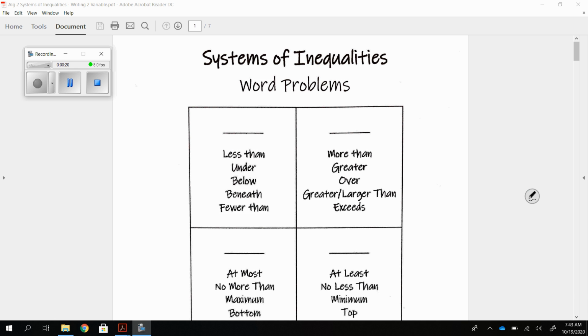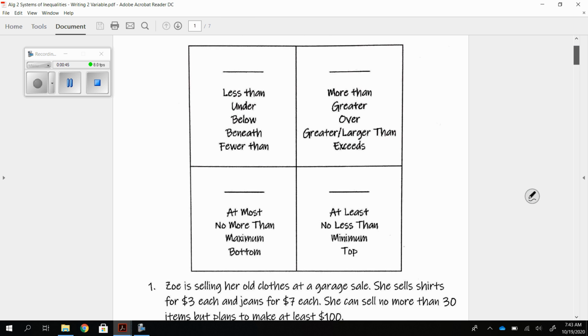So if it says less than, under, below, beneath, or fewer than, you just use the less than sign. Not less than or equal to, you just use the less than sign. So we look over here, if it says more than, greater, over, greater slash larger than, or exceeds, we use the greater than symbol. All right? And then let me scroll down a little bit and rewrite it. There we go. So again, less than, under, below, this one, more than, greater than, over, this one.